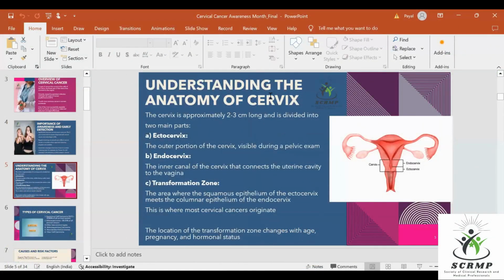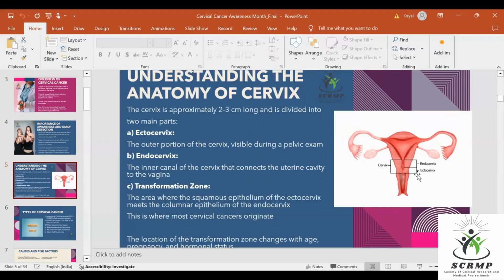It will take a few minutes for you to understand the anatomy of the cervix. Now, in medical school, we have a subject of anatomy where the different parts of the human body are explained. So for the sake of simplicity, I'll just say that the cervix is 2 to 3 centimeters long and divided into two parts. If I zoom in a little, okay.